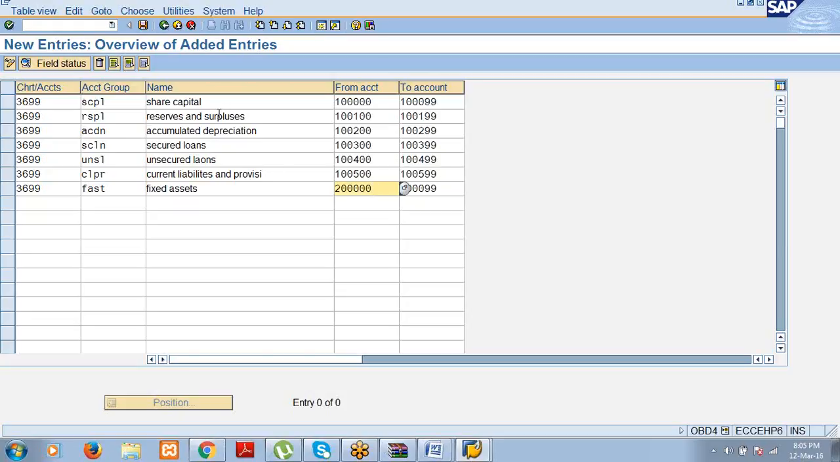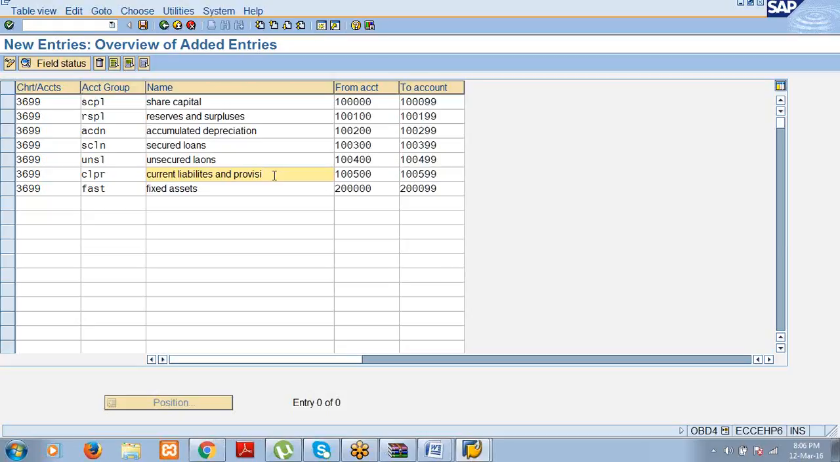Why? If you observe share capital, reserves and surpluses, accumulated depreciation, secured loans, unsecured loans, current liabilities and provisions, these are the account groups relating to the liability side of the balance sheet, right? Now, I told you, during any fiscal year, if the need arises, we can add account groups. For example, next year, there are some amendments in the Companies Act, according to which you have to add some more headings on the liability side.